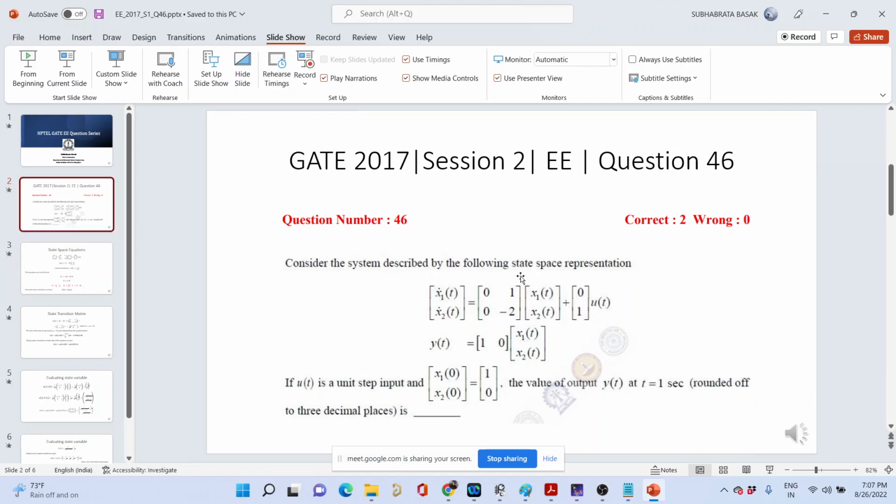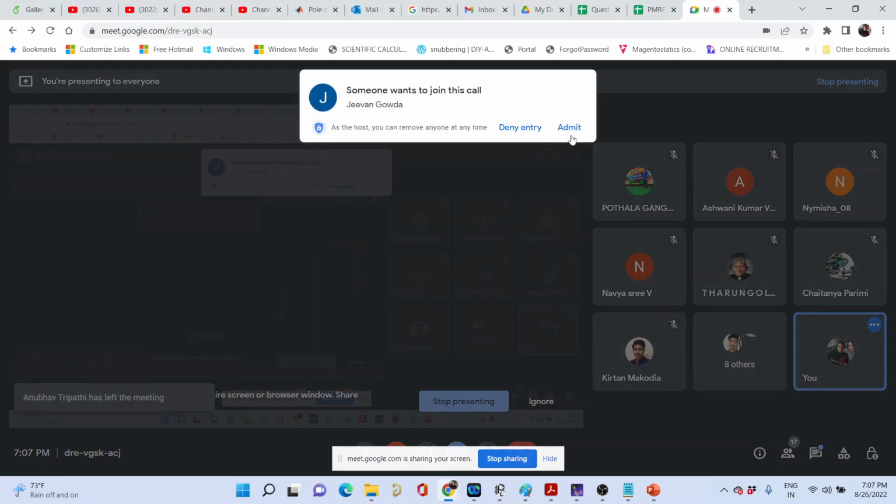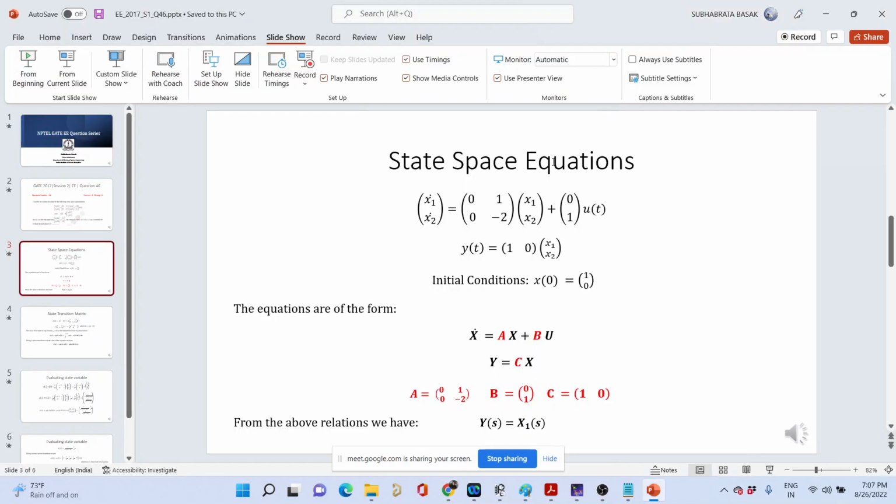Anyways, let's see how to solve this sum. The state space equation has been given to you, so let us rewrite these equations again. The equation is as shown on the screen. One thing that you notice over here is y(t) is equal to x1(t). So what we are interested in is the value of the state x1(t) at time t equal to 1 second, and the initial conditions have been given to you.